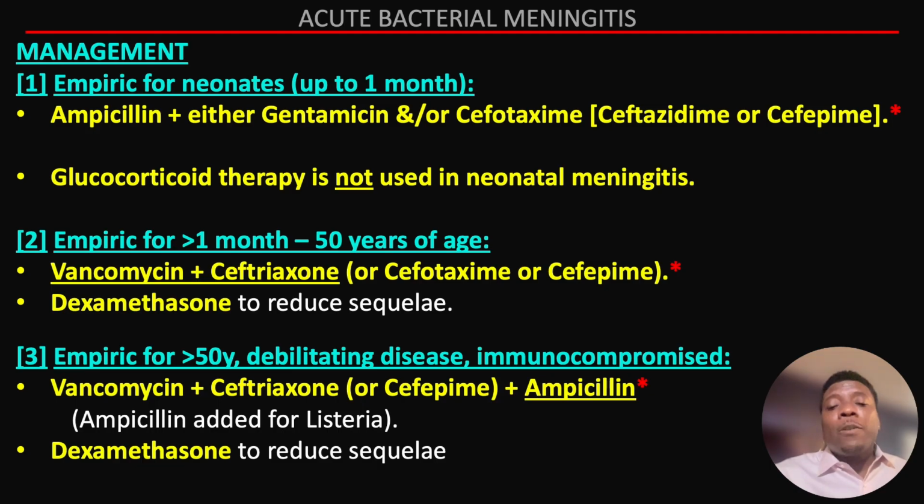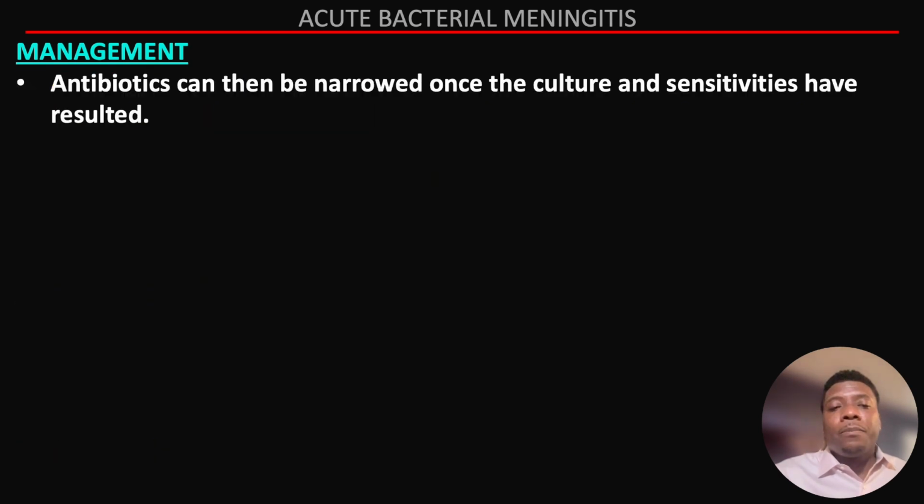If they're over the age of 50, they have debilitating disease, or they're immunocompromised, then we're going to use vancomycin plus a third or fourth generation cephalosporin plus ampicillin. Now we add the ampicillin to cover for Listeria, both in neonatal meningitis as well as over the age of 50 and immunocompromised patients. And again, we give dexamethasone to reduce the sequelae. Once you get your cultures and sensitivities back, you can then tailor the antibiotic based upon the bacteria that is present.